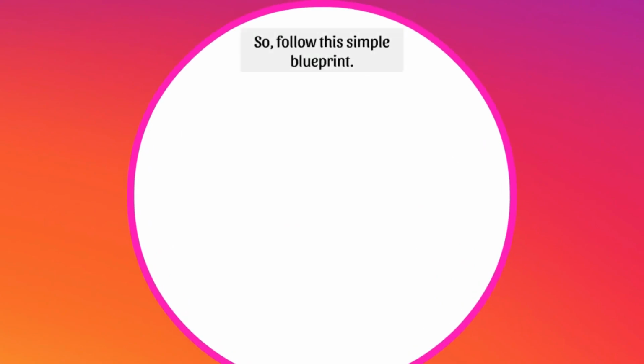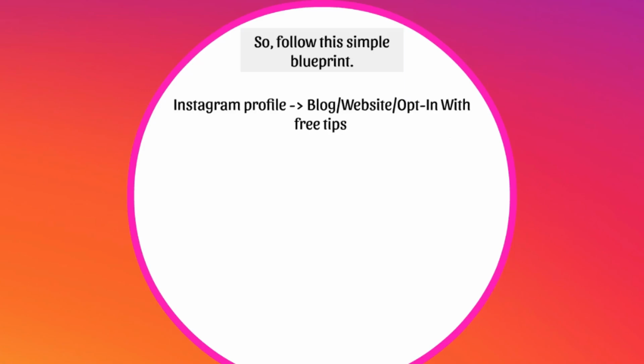So here's a basic blueprint that you can follow. From the Instagram profile, I recommend that you direct them to either a blog, your website, or an opt-in with free tips. You're still trying to build their trust. They're still semi-cold traffic. If you send them to a blog with more content, more free information, then that's going to gain their trust. They're more likely to want more, right? Or if you're a brand, you can send them directly to your website and they can buy the products. But at the end of the day, you can use an opt-in with free tips or a squeeze page to build your list first.